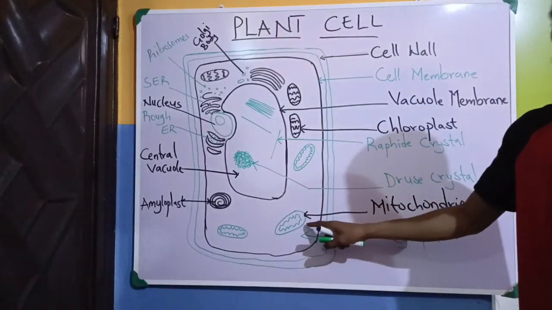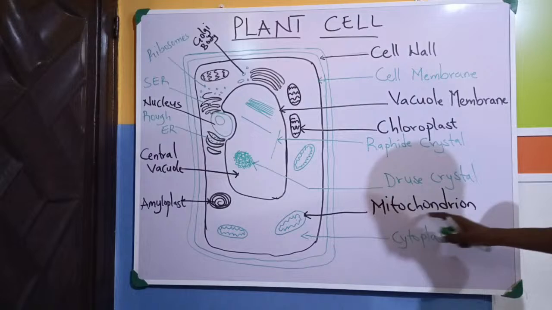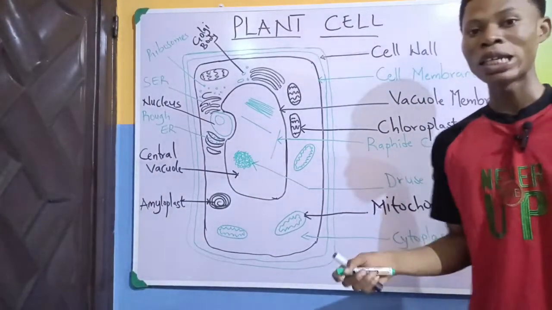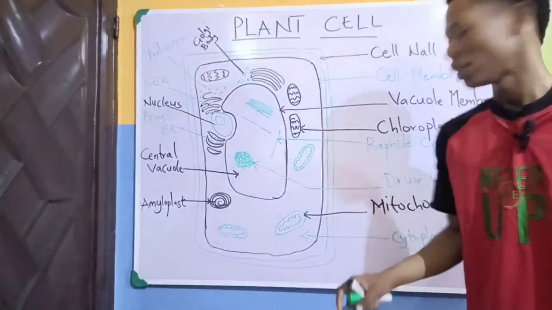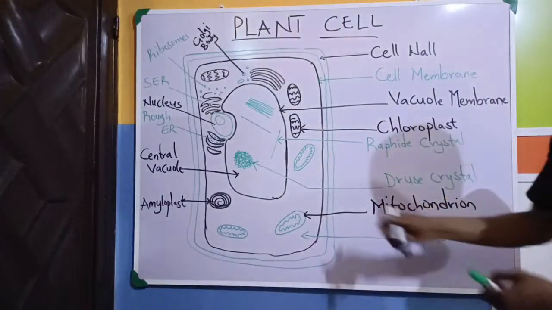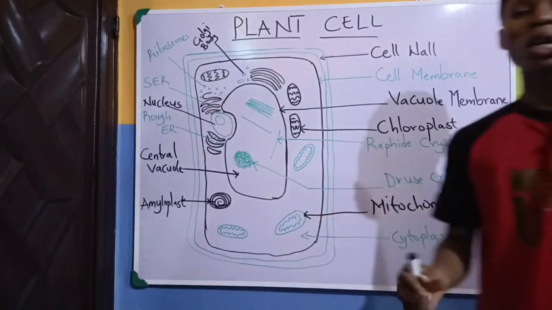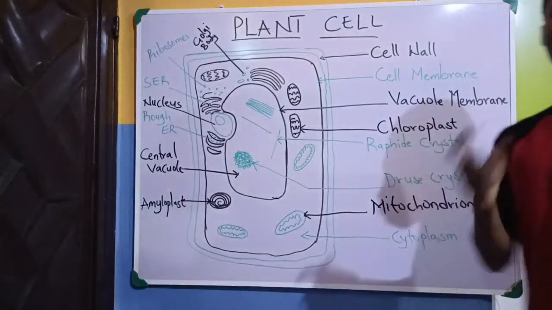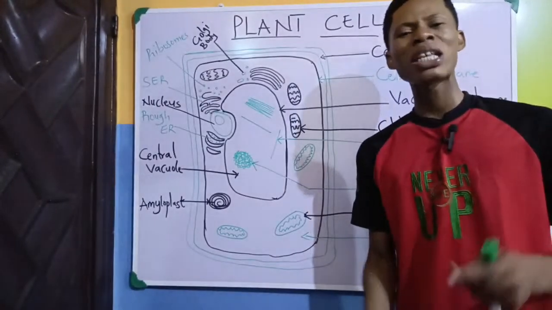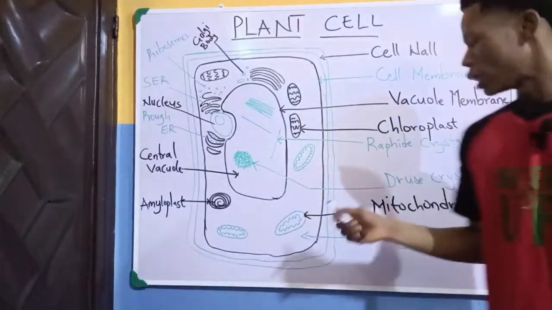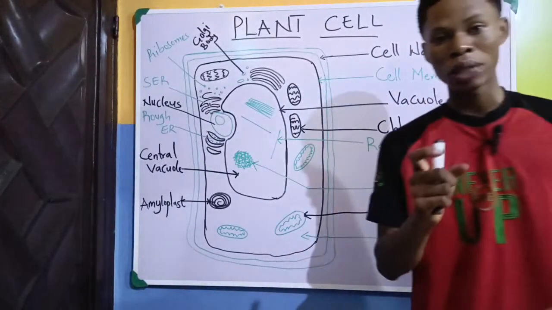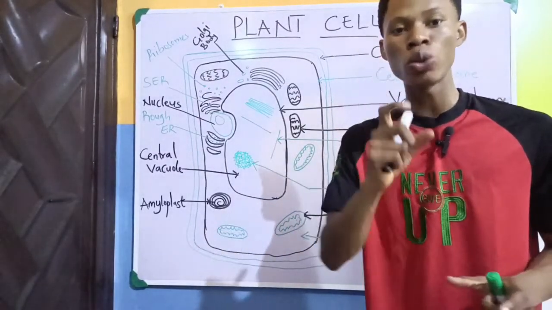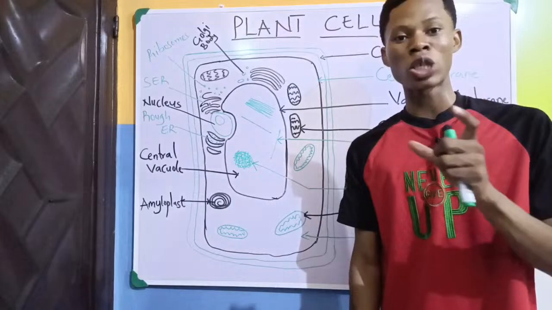Now this structure here is a mitochondrion. Singular is mitochondrion, plural is mitochondria. Now the mitochondria here, this one, is referred to as the powerhouse of the cell. And why is it called the powerhouse of the cell? The mitochondria is the powerhouse of the cell because that is where energy is produced through cellular respiration.